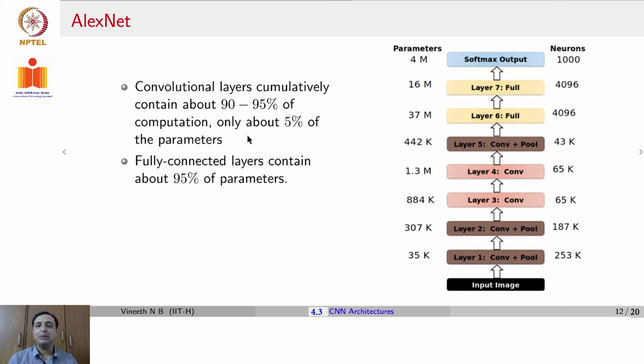Although they have only 5% of the parameters, remember, in convolution, you have to take the same weight and keep placing it on every location in the original image and get the output. Although the weights are few, the number of computations is high in a convolutional layer. So 90 to 95% of computation sits in the convolutional layers, whereas 90 to 95% of the parameters lie in the fully connected layers.